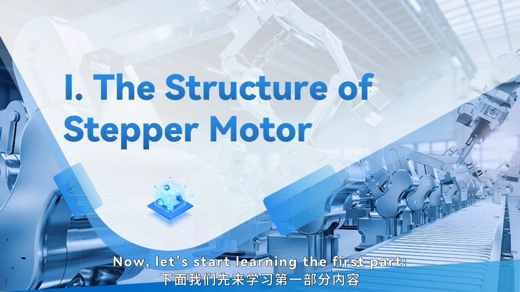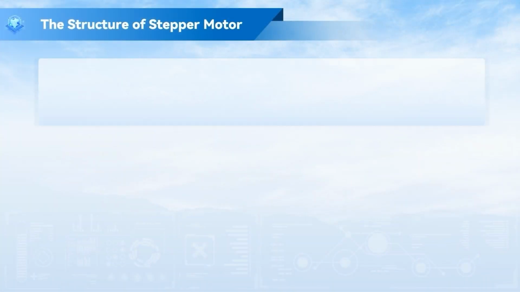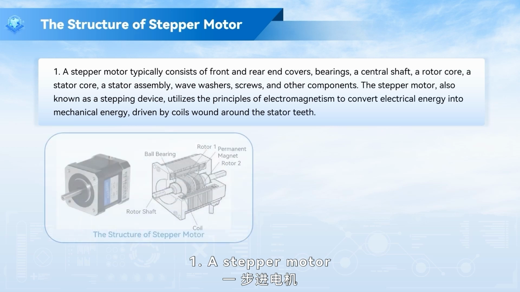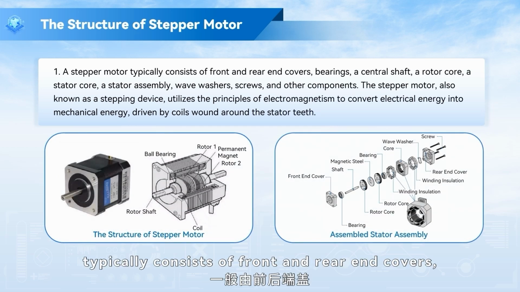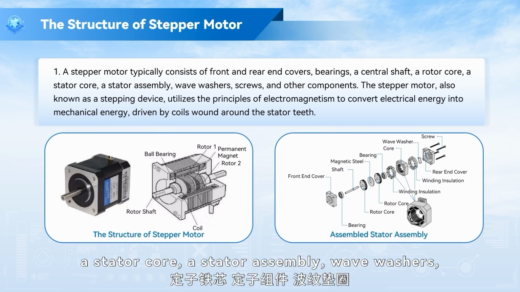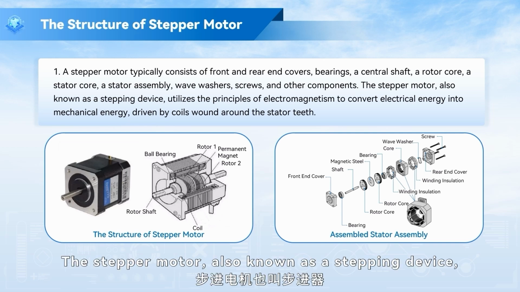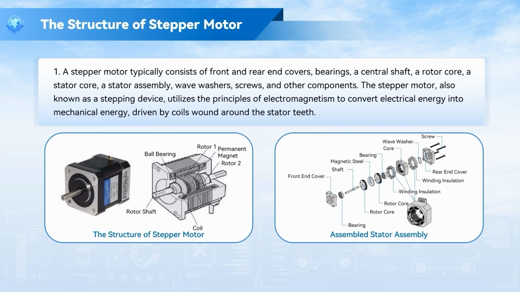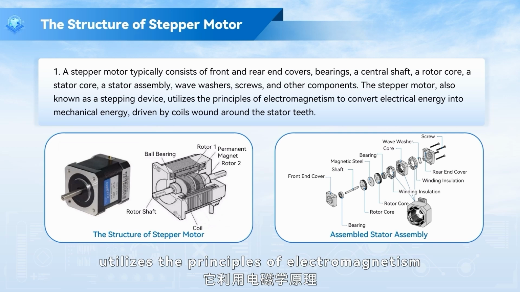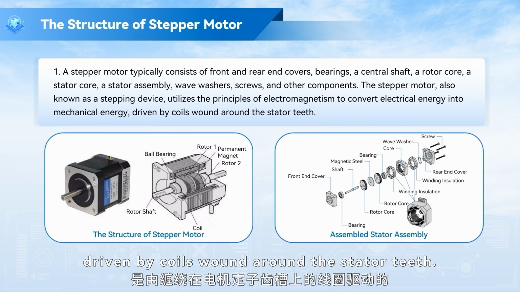Now, let's start learning the first part, the structure of stepper motors. 1. A stepper motor typically consists of front and rear end covers, bearings, a central shaft, a rotor core, a stator assembly, wave washers, screws, and other components. The stepper motor, also known as a stepping device, utilizes the principles of electromagnetism to convert electrical energy into mechanical energy, driven by coils wound around the stator teeth.